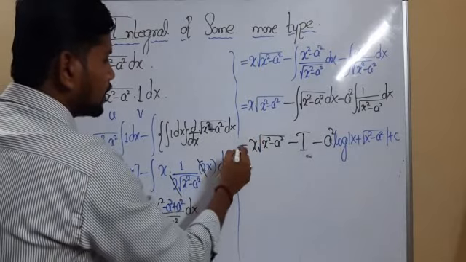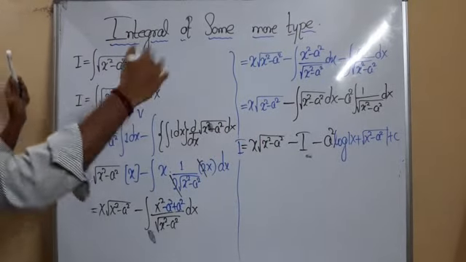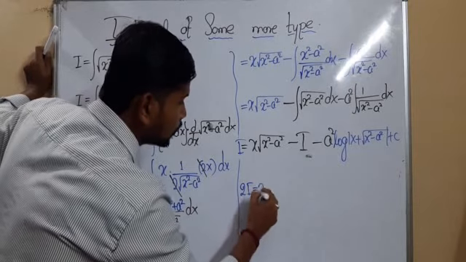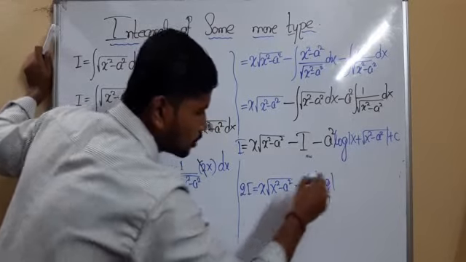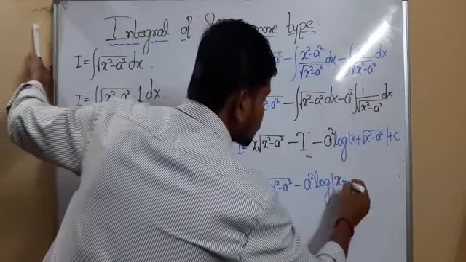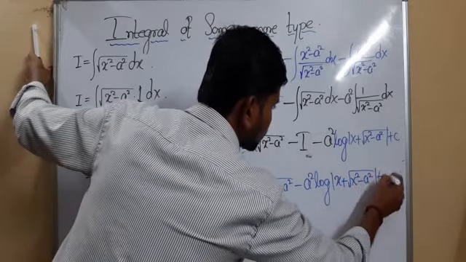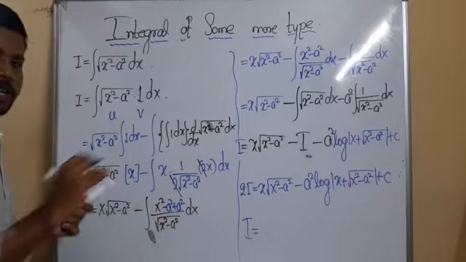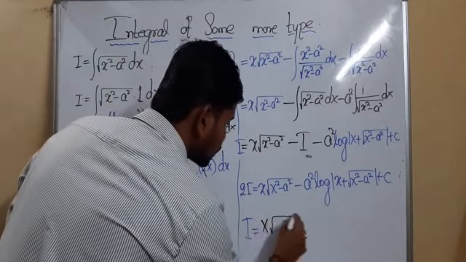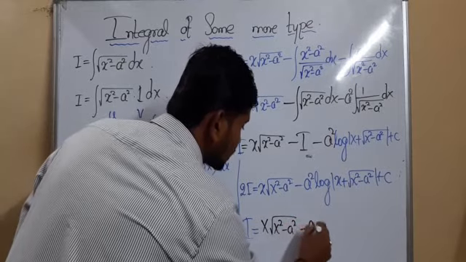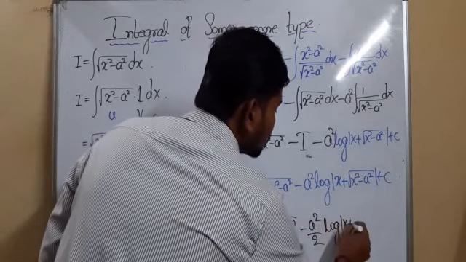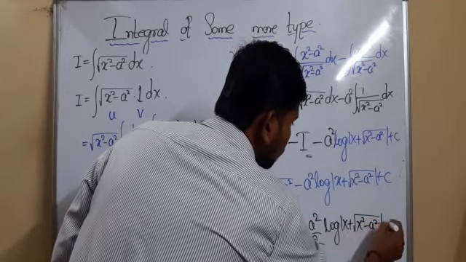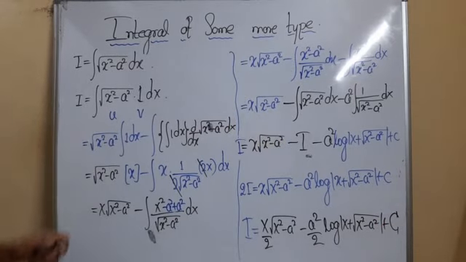Now the left part is integral I here, minus I on the left hand side, it will be 2I is equal to x square root of x square minus a square minus a square log modulus of x plus square root of x square minus a square plus c. The integral I is equal to, I'd like to take 2 on the right hand side. It will be x by 2 square root of x square minus a square minus a square by 2 log modulus of x plus square root of x square minus a square plus c, c by 2 will be again constant c only.